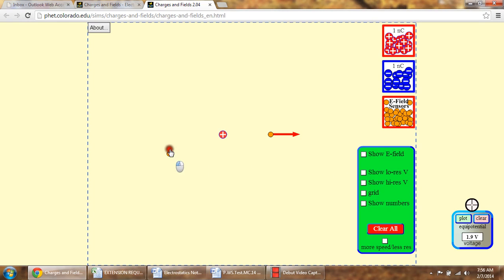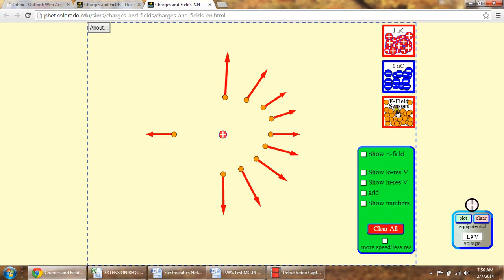If I take another test charge and put it off on the left side, it will accelerate away from the positive charge, as well as here and here. And as I keep dropping these test charges, we begin to see a pattern emerging. So the electric field around a positive charge itself is everywhere pointing away.